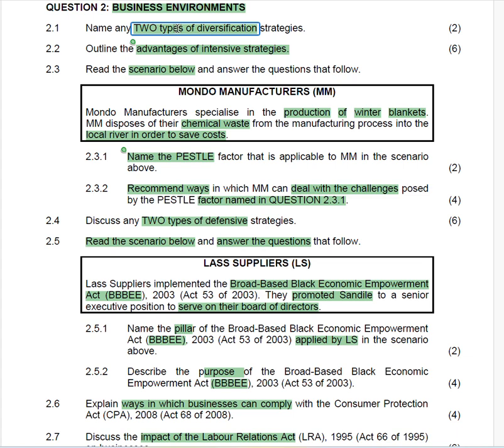Then the fourth one is enterprise and supplier development. This pillar supports the development of Black-owned businesses by providing financial support, mentoring, and other resources. So what would be an example in that case? When they want to appoint a cleaner in one of the big companies and they say they would prefer to have a cleaning company that is owned by Black people or previously disadvantaged people. That is when they are applying enterprise and supplier development.